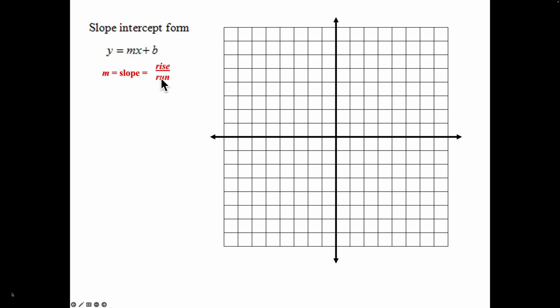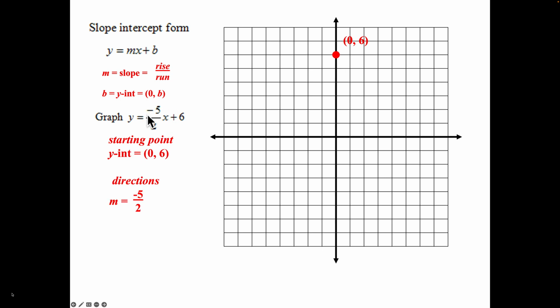You should remember rise over run. The b is your y-intercept, 0 comma b. So if I had, for example, in your notes, y equals negative 5 over 2 times x plus 6, my starting point is the y-intercept. Start at the origin, 1, 2, 3, 4, 5, 6. There's my starting point. Then my directions to more points is the slope. So my rise is a negative 5, so I'm going to go down. So if there's a negative in the front, put it on the top. Always keep your bottom number positive. So I count down 5: 1, 2, 3, 4, 5.